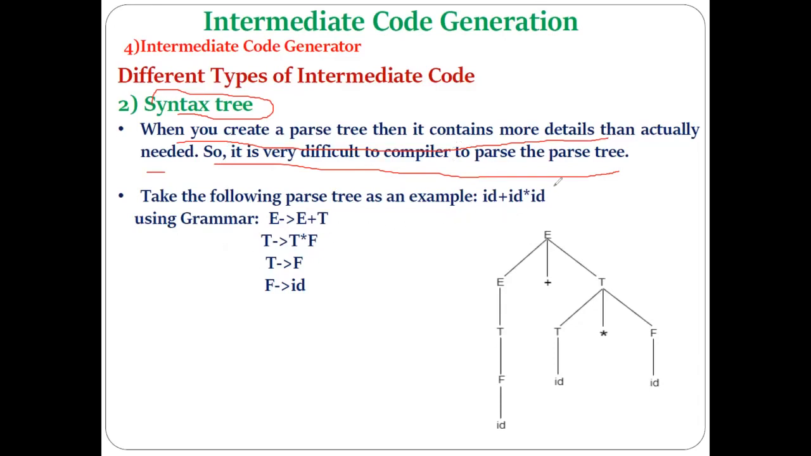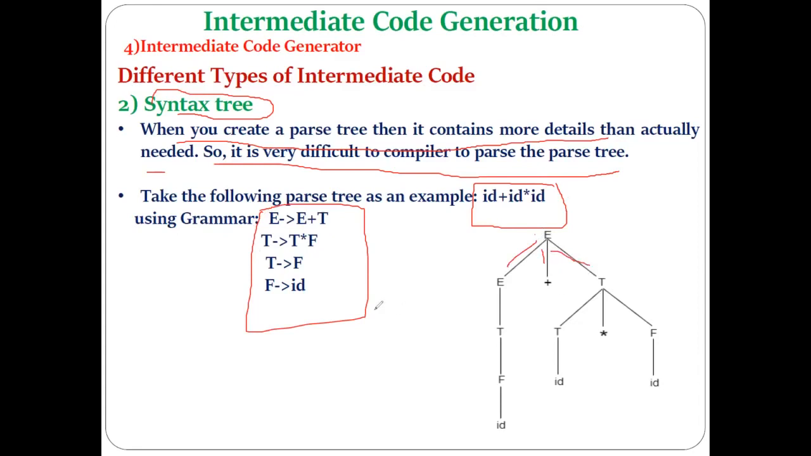For example, we have the expression id + id * id. For this expression, using the given grammar, we have to generate the parse tree. You can simply start with the root. We start from the root: E derives E + T.